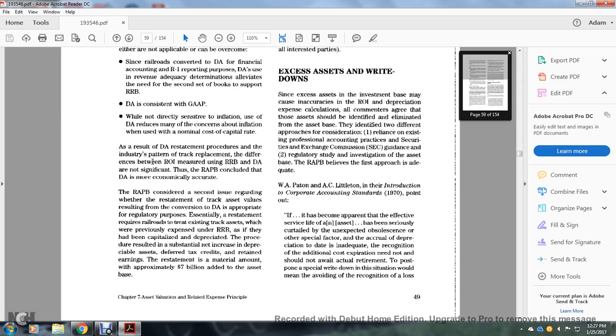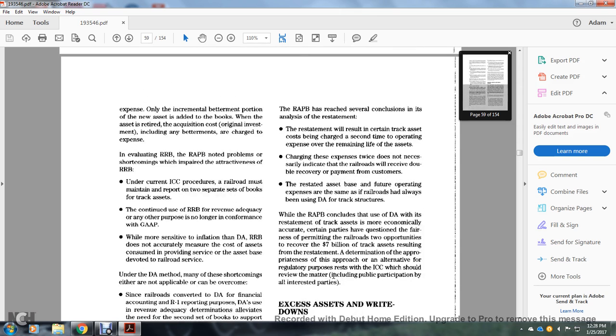The Railroad Accounting Principles Board considered the second issue regarding the reinstatement of the track asset value for conversion to depreciation accounting as appropriate for regulatory purposes. Essentially, reinstatement treats existing track, previously expensed when the railroad was rehabilitating it, as capitalized and depreciated. The result is a substantial increase in depreciable assets and deferred tax credit, retained in the earnings of the reinvestment, and reinstatement of a material amount of approximately $7 billion added to the asset base.